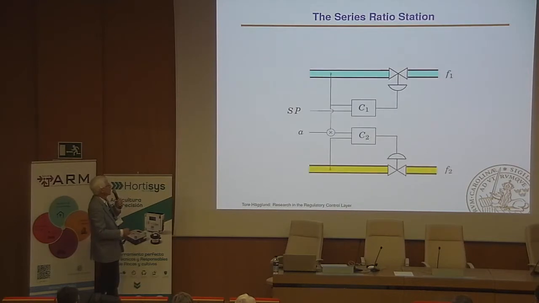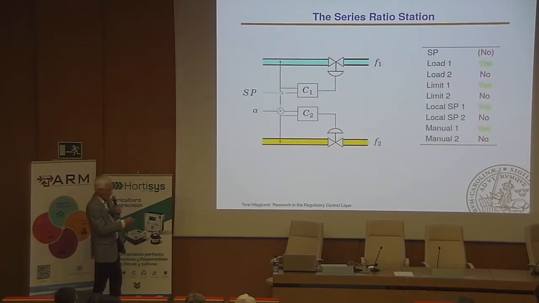The other ones are run in this way. This is a kind of master-slave approach. The set point is still fed to the first controller, but the second one is not following that set point. The second one is following the actual flow in the first loop. So the second loop is a slave loop that follows the actual flow in the first one.